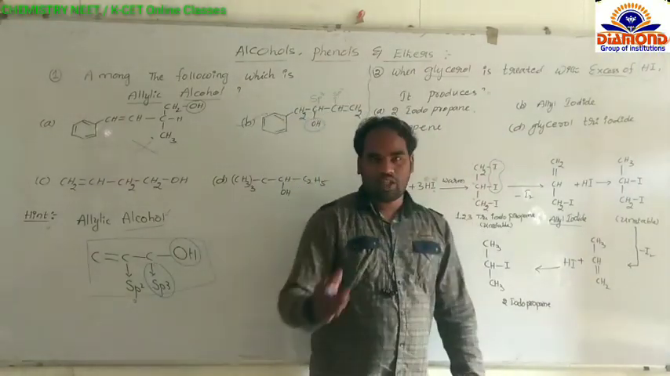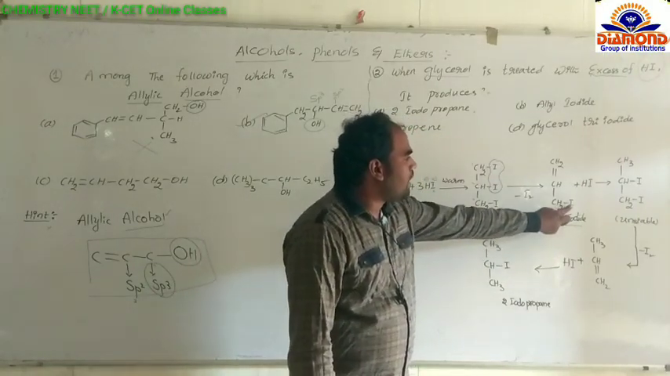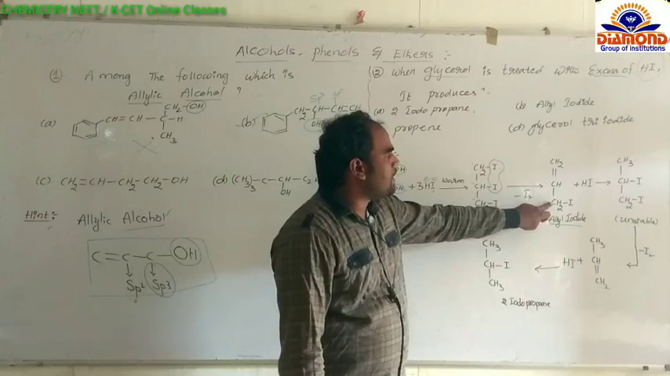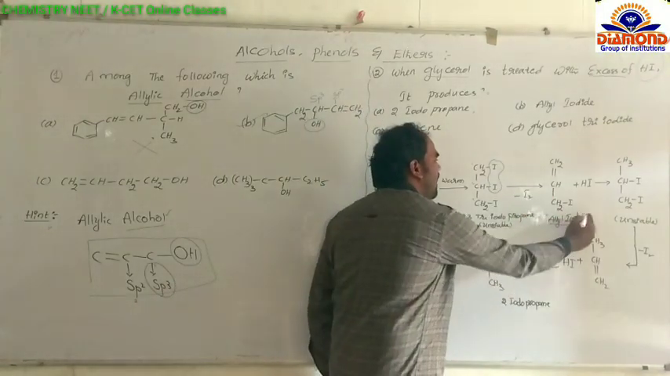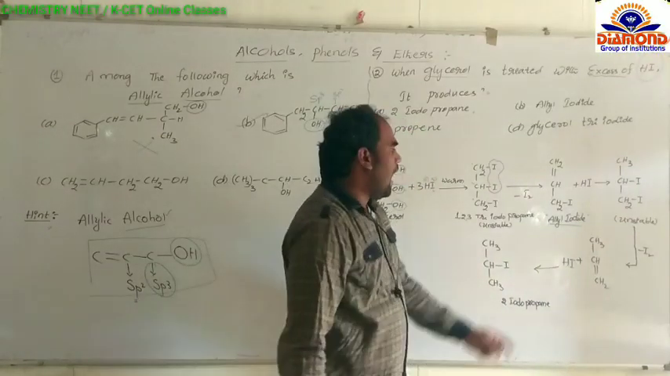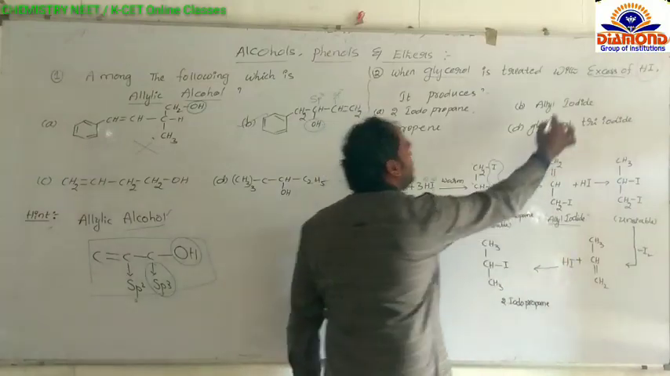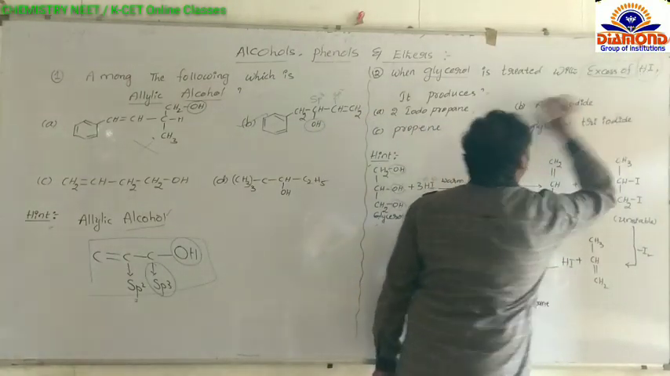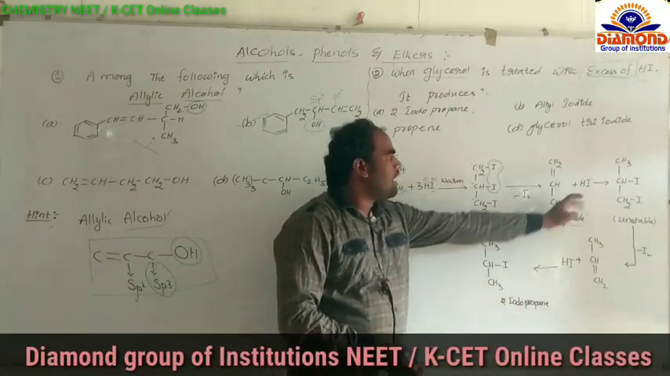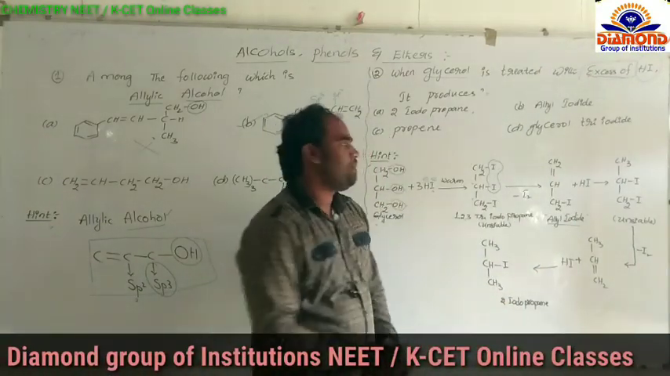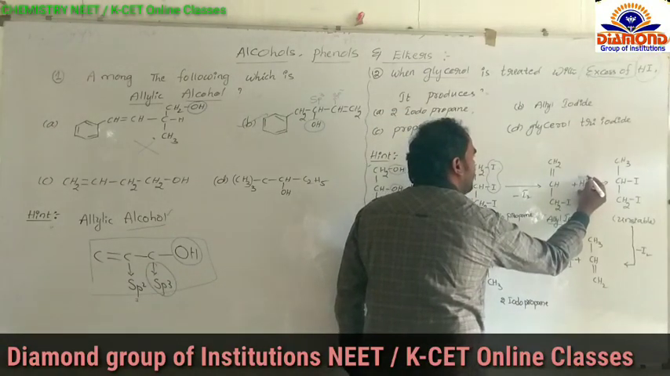I already told you, allyl iodide is nothing but iodide connected to an sp3 carbon, with the sp3 carbon connected to an sp2 carbon. Then it is named allyl iodide. So allyl iodide again reacts with HI, because in the question they mentioned excess of HI. Therefore the allyl iodide again reacts with the HI. HI in the dissociation process forms H plus and I minus.